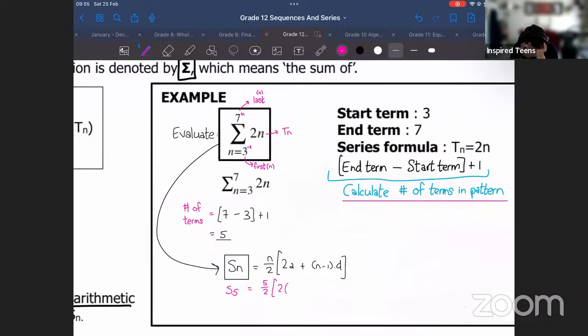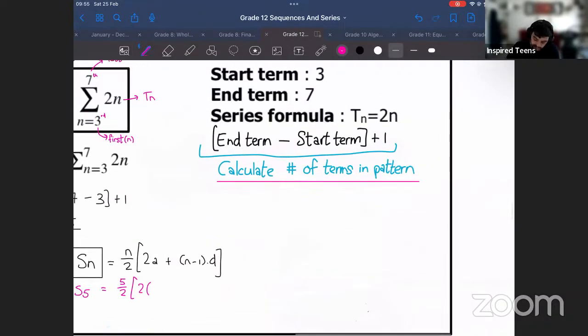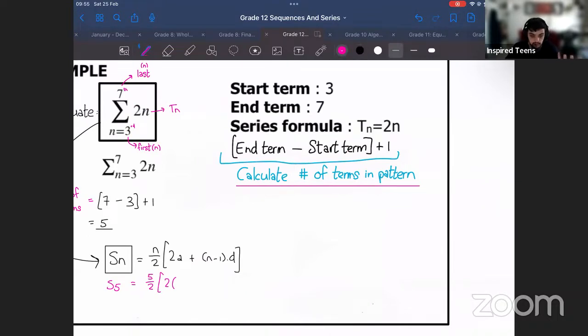Sorry, I forgot rule number 1. Whenever you're dealing with sigma, you need to calculate the first 3 terms in the pattern. How can you do that? Because you have Tn. So Tn is equal to 2n. And remember, the first n I need to use is 3, because they say 3, not 1. So 2 into 3, which is 6.